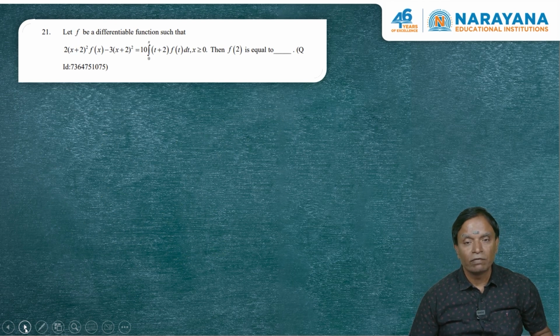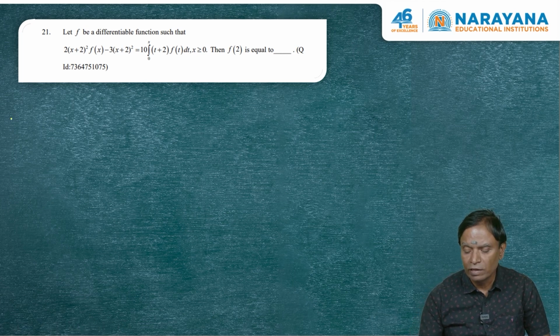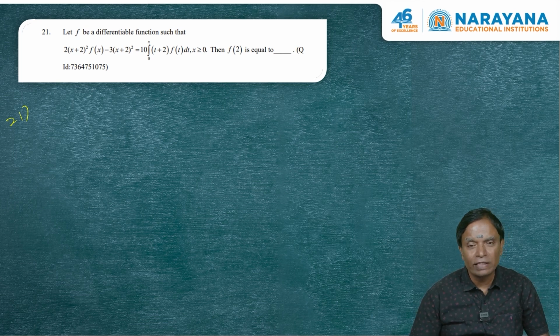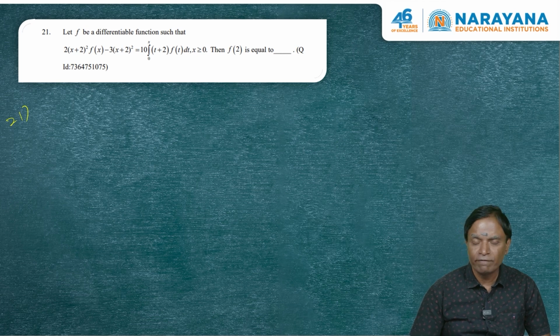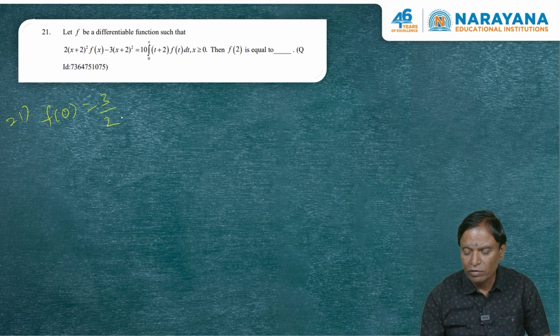You can observe, you are given an integral equation, and you are asked to find the value of f of 2. Whenever an integral equation is given, basically what you can do is get some value for f, and then differentiate on both sides. It reduces to a differential equation. From there you can solve it. You can clearly observe, since it is integral 0 to x, by putting x is equal to 0, you will get f of 0 is equal to 3 by 2.